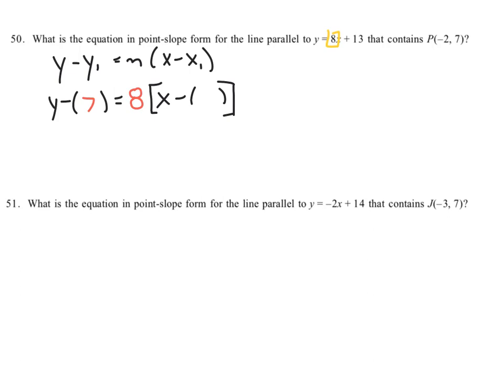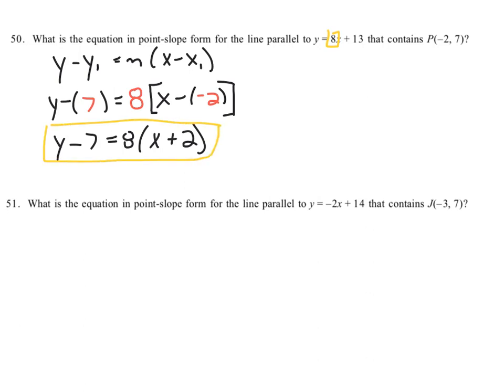And what is the x coordinate of the point they gave us? It is negative 2. Okay, so the only thing that we need to do now is simplify this out. What I mean by this is that instead of saying subtract a negative 2, you just write plus 2. So you say y minus 7 equals 8 parentheses x plus 2. Okay, that is point slope form. They call it that because you have the coordinates of the point, and you have the slope.